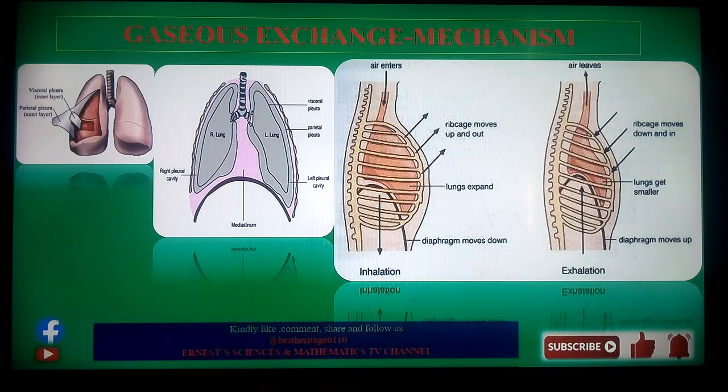So catch us in our next video, as we're going to look at exhalation in our exclusive video, and that is going to play a vital role in assisting us to understand the overall gas exchange mechanism in the lungs and man in general.